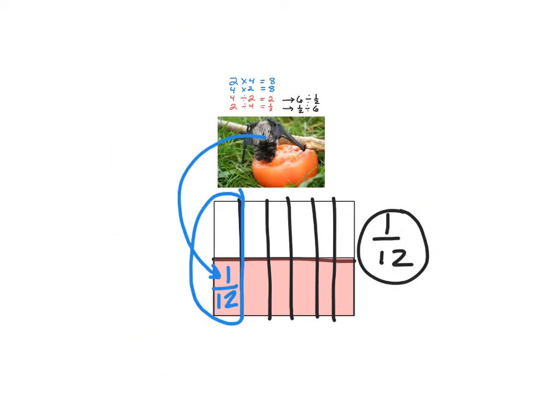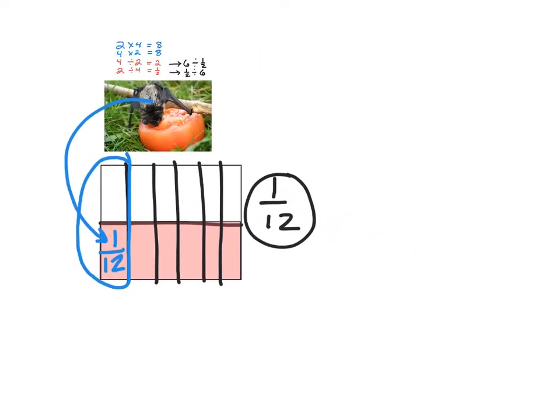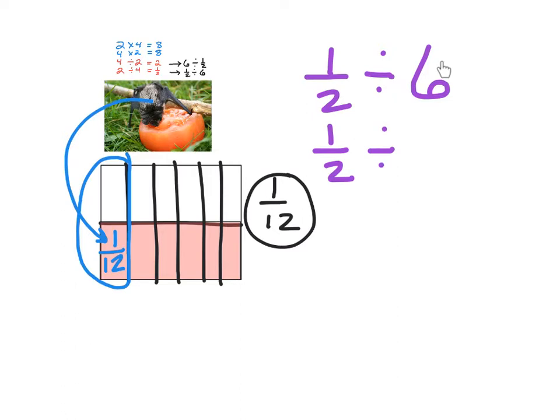Alrighty, and here we go. So now I'm going to write the algorithm, and I'm going to actually use a different color here. I'm going to go 1/2, and I'm going to divide it amongst those 6 bats, right? Then I will rewrite it as 1/2 divided by, and I'm going to just change this 6 into an improper fraction of 6/1, right?